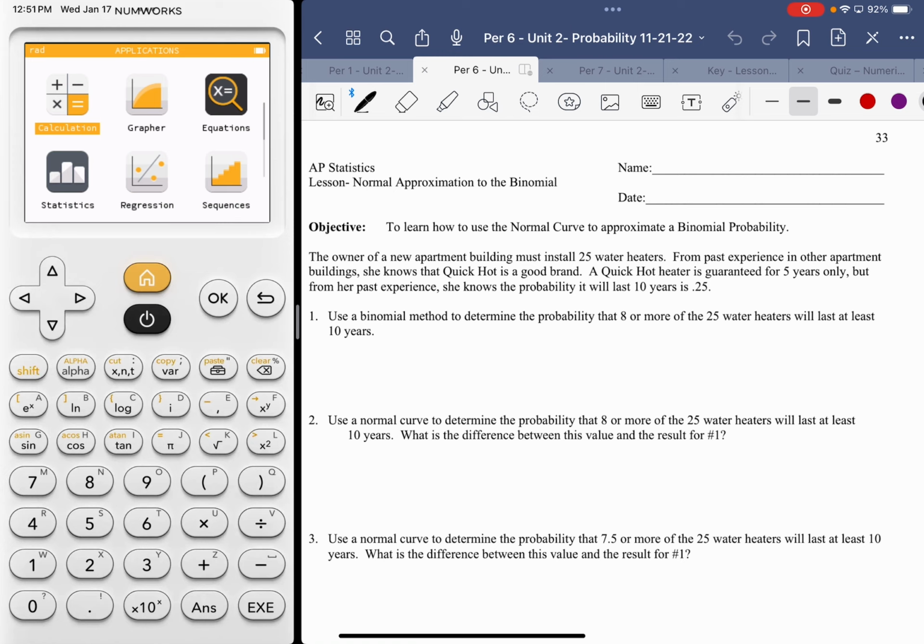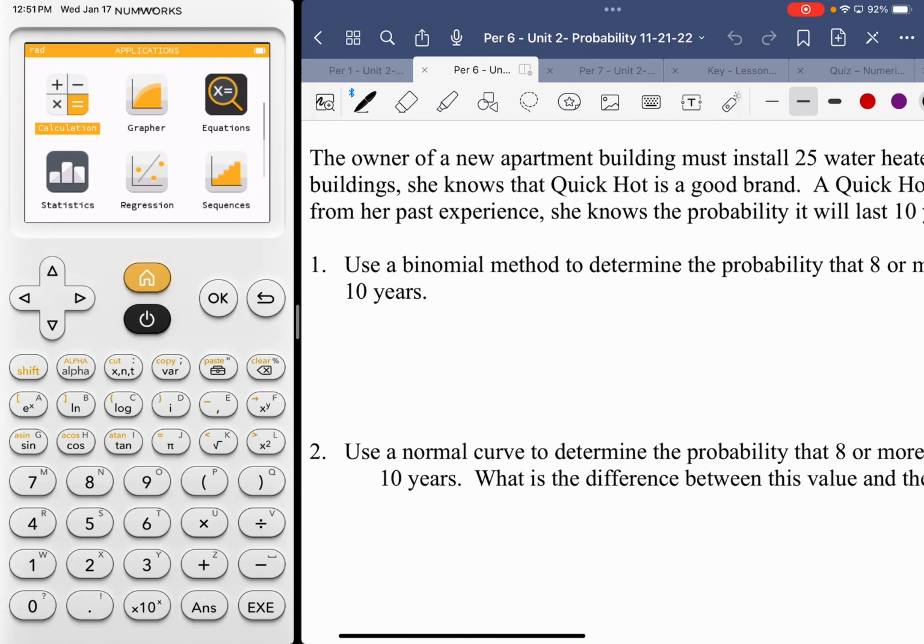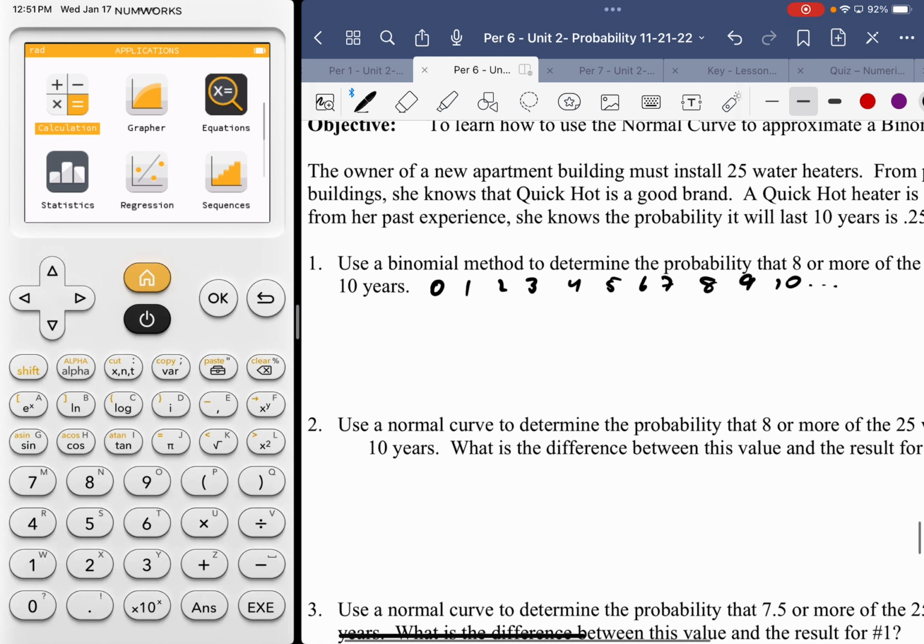All right, so we want to know the probability that 8 or more of the 25 water heaters will last at least 10 years. So 8 or more, you've got 25 water heaters, maybe none of them last 10 years, maybe only one, only two, only three, 8, 10, all 25. That's the array of possibilities. So 0, 1, 2, 3, 4, 5, 6, 7, 8, 9, 10, all the way up to 25. What they're saying is that we're looking for the probability of this set.